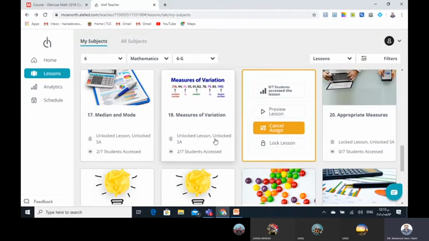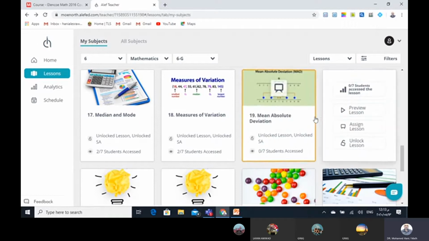This is the dashboard of the Alif program. And this is our lesson today: mean absolute deviation. I want from all girls, when you finish your schedule today, to go to your account before 4 p.m. and start to solve this lesson, please.